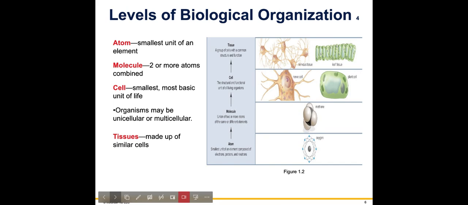We may even call them biomolecules, like a protein. Then we have a cell. Again, our cell is the basic structure and function unit of all living things. And again, living things can be single-celled or multi-celled. If I have a group of cells that do the same sort of job, then that would be called a tissue. So for example, I could have a lot of nerve cells, and then that becomes nervous tissue.